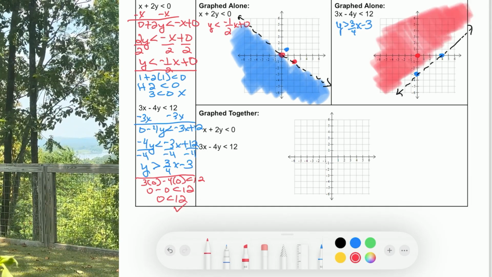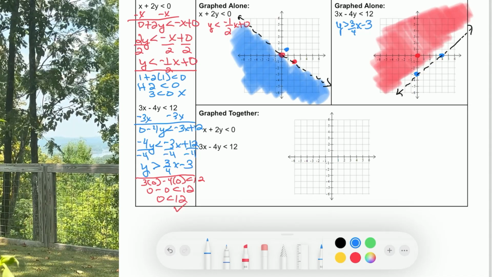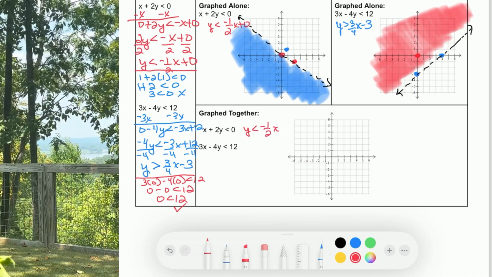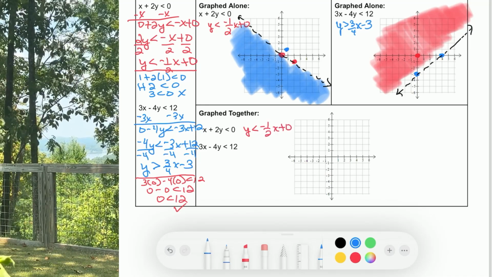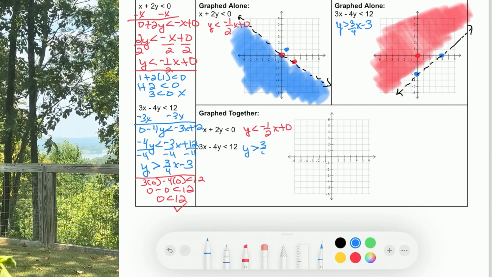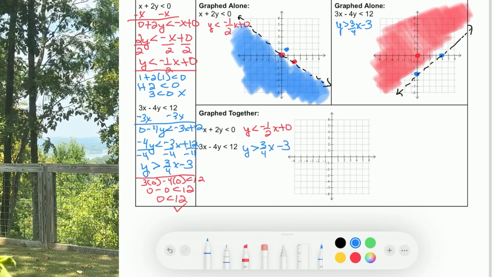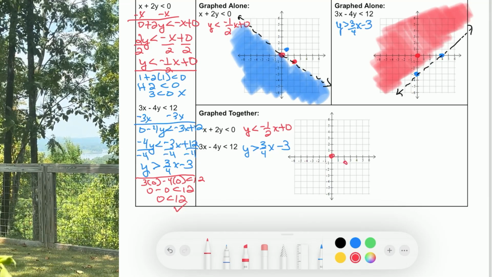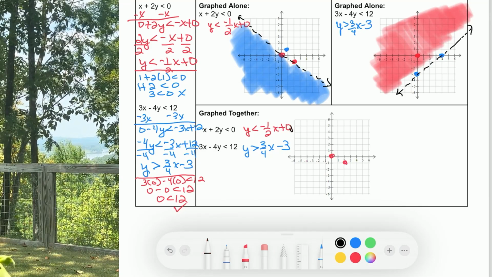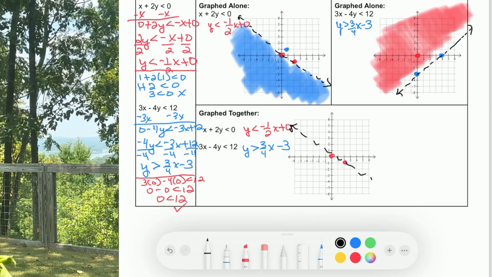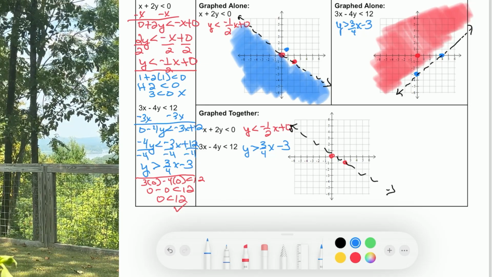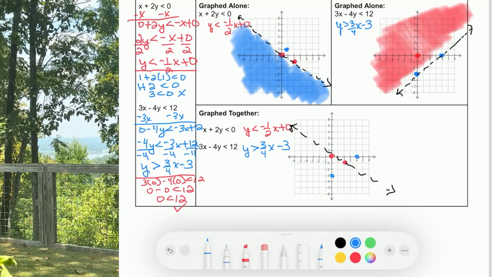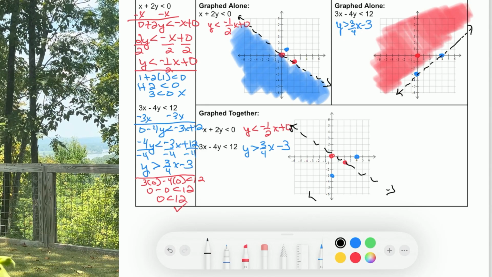All right, let's rewrite our equations right here real quick and graph them and see how these lines interact together. Okay, so my first one, I had 0 and then down 1/2. It was a dotted line. My second one was down 3, up 3/4. It was also a dotted line.